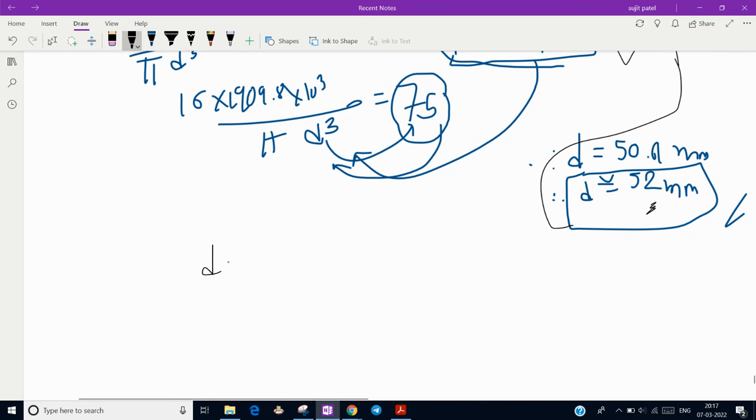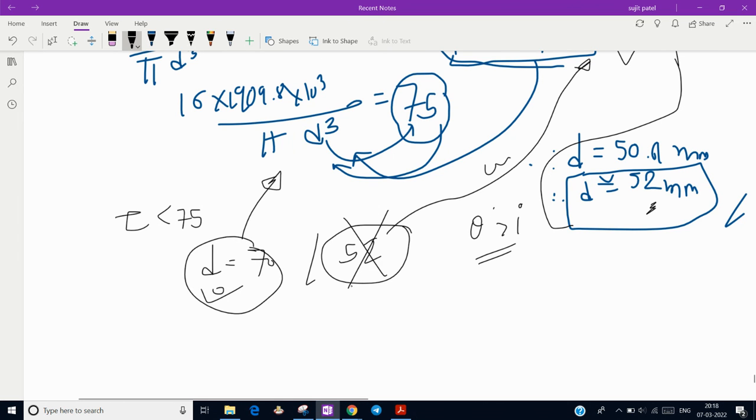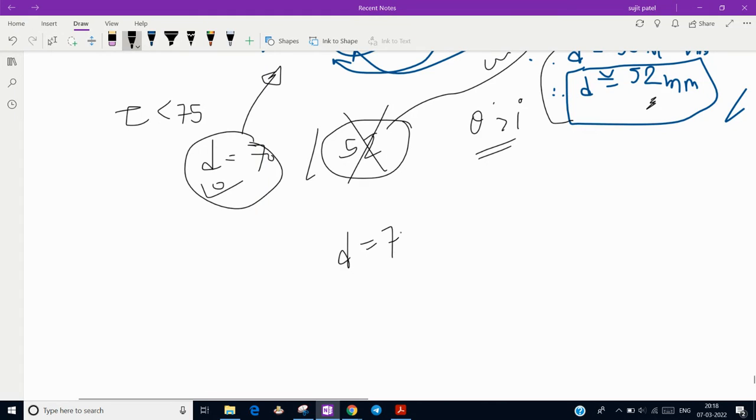So we have two diameters, one is 70 mm and one is 52 mm. Which one should we consider? 70 mm, for factor of safety. Why? Because if we put 70 on the strength basis, you will get the working stress less than 75 megapascal. And if we put this 52 in the rigidity equation, T by J is equal to G theta by L, your angle of twist will be greater than 1 degree. So this we cannot take. Finally, our diameter is 70 mm.